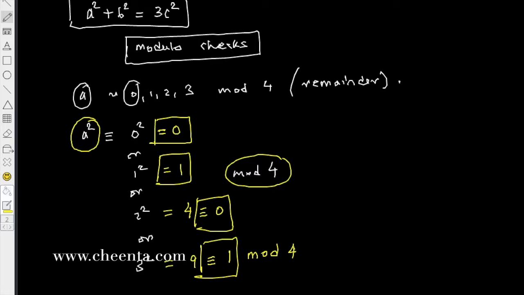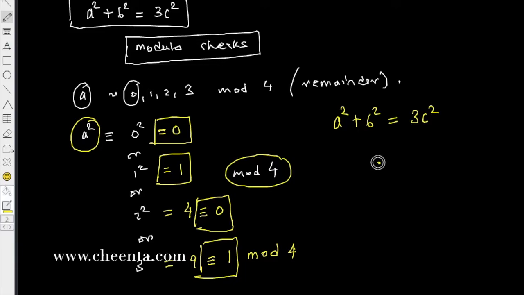So let's look into the equation one more time. a square plus b square equal to 3c square. Since the left hand side is equal to the right hand side, the remainder on the left hand side when divided by 4 will be equal to the remainder on the right hand side when divided by 4. And that is the key idea in solving this problem.